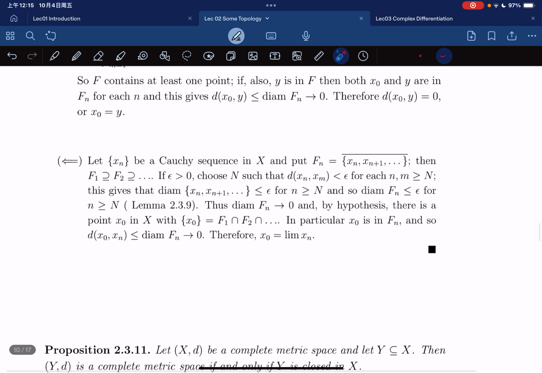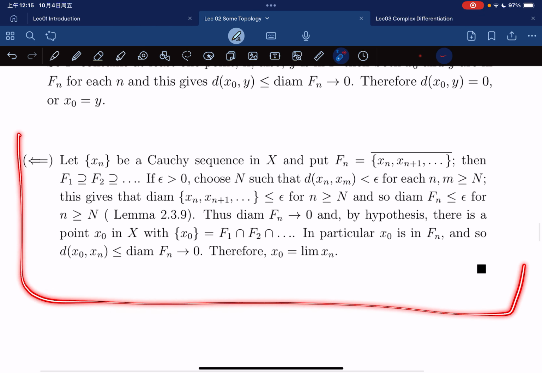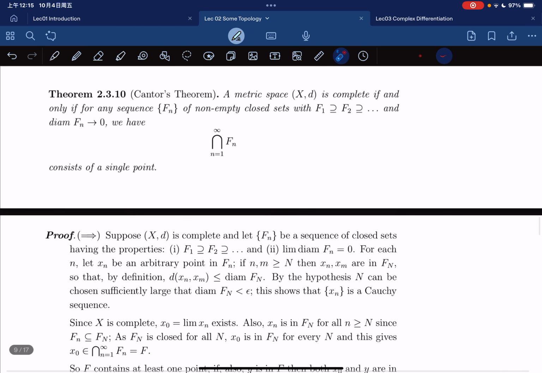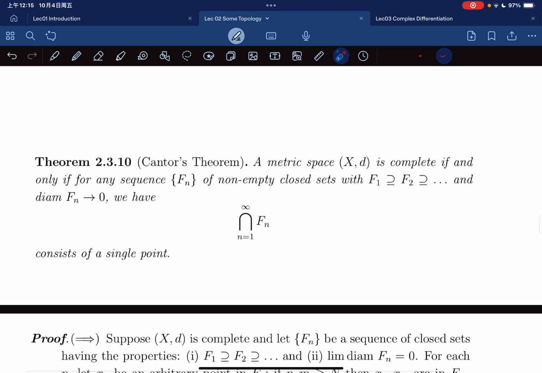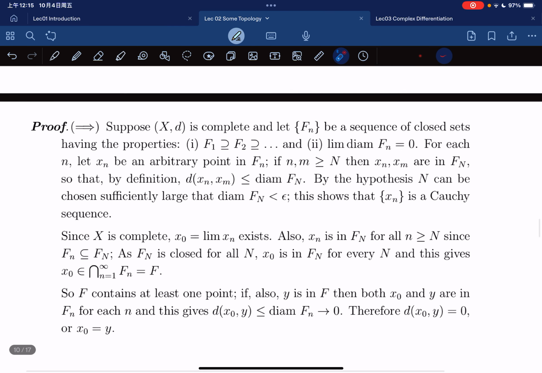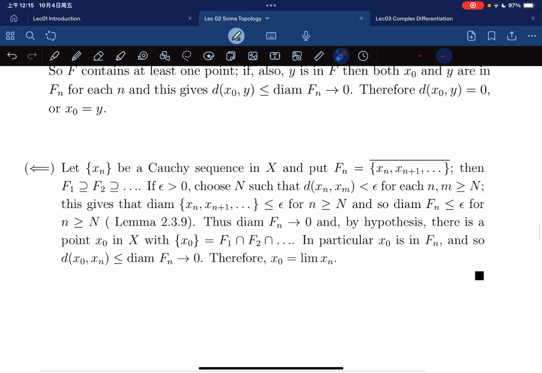But for the converse, we want to show that if we have those conditions, then the metric space is complete. Right? So first we just pick any Cauchy sequence and we let Fn be the closure of the tail of Xn. So we obviously have this, and they're all closed, right?